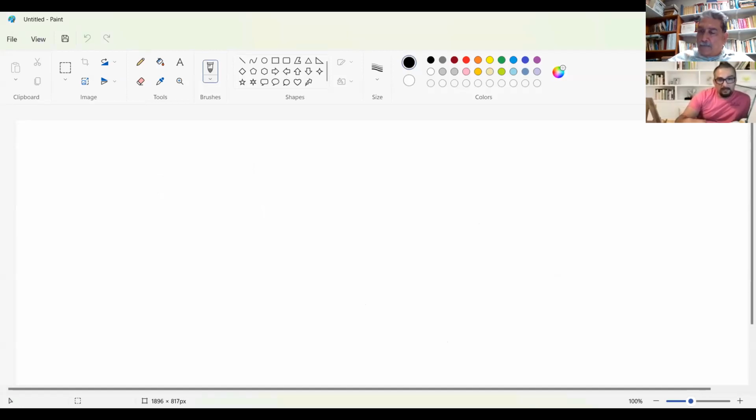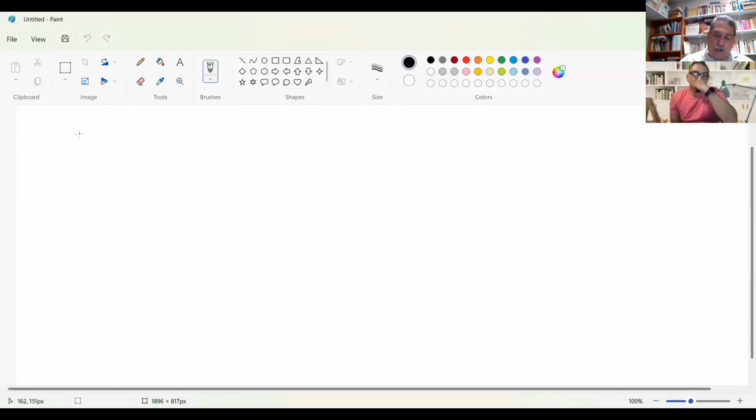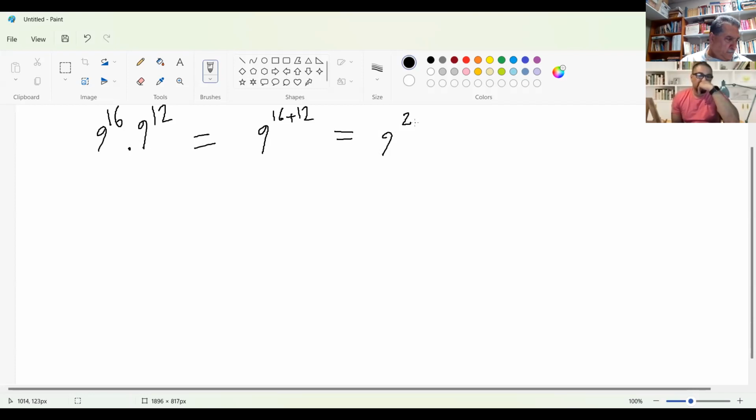Here, for example, I have 9 to the power of 16 times 9 to the power of 12. See, the base is the same. The base is 9. The result is you keep the base and add the exponents, 16 plus 12. So it would be 9 to the power of 28.